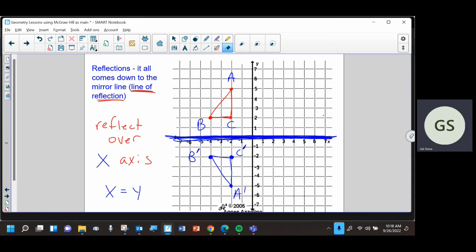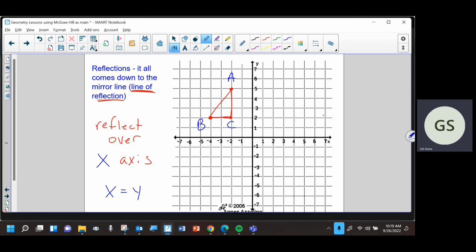So now, any questions on over the X-axis? Again, you just draw the X-axis as your mirror line. Or I'm sorry, the line of reflection. It's all about making the correct line of reflection. I'm not going to get super difficult yet. We may not even do these other ones today.